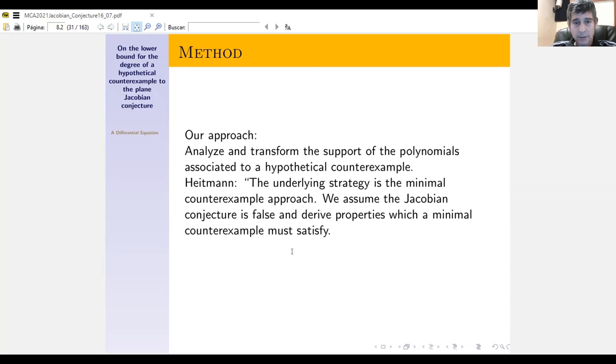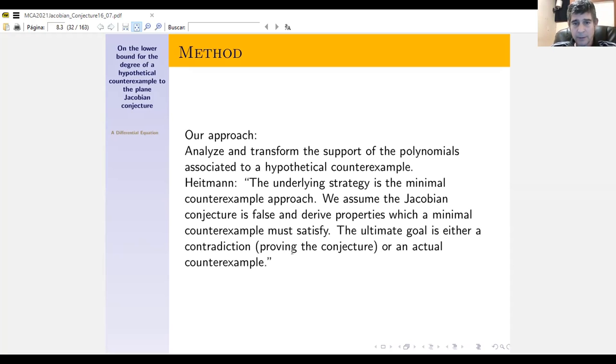which is an interesting article in 1990. The underlying strategy is the minimal counterexample approach. We assume it's false, and we look for properties of the minimal counterexample. If we find a contradiction, we prove the conjecture, or we find a counterexample.